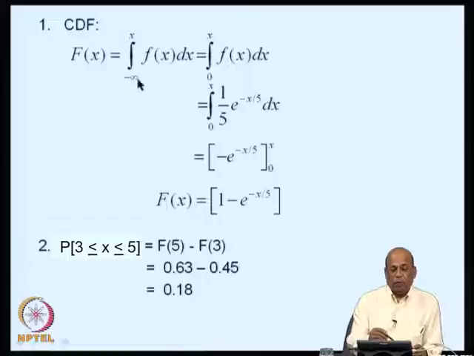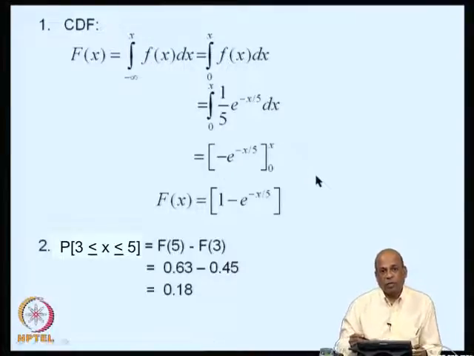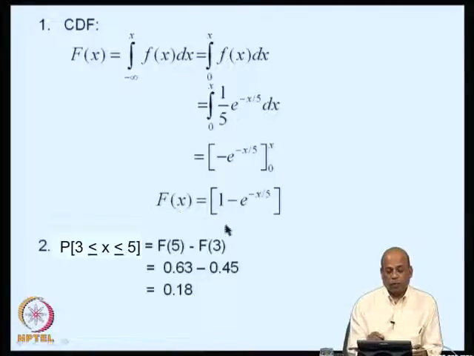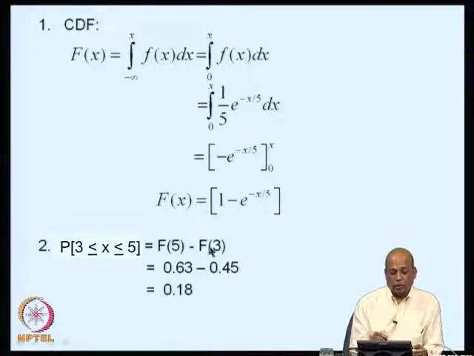So, for the CDF we integrate from minus infinity to x of f of x dx. We get from this the integral of 1 by 5 e to the power minus x by 5 dx. So, this will be minus e to the power minus x by 5 from 0 to x. Therefore, we get F of x equal to 1 minus e to the power minus x by 5. Once we know F of x, we should be able to talk about probabilities such as the probability of capital X taking on values between 3 and 5. This will be equal to F of 5 minus F of 3, that is equal to 0.18.